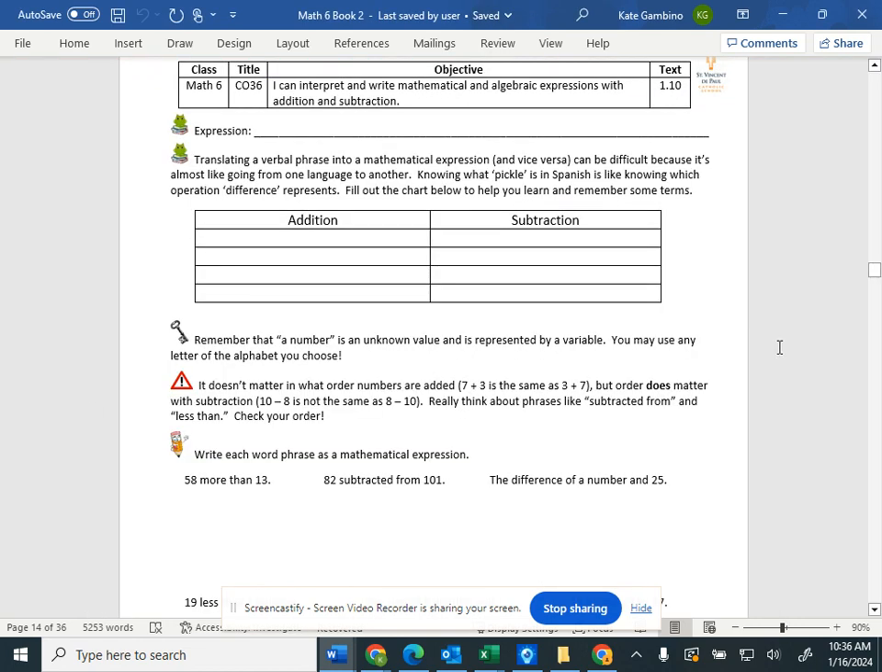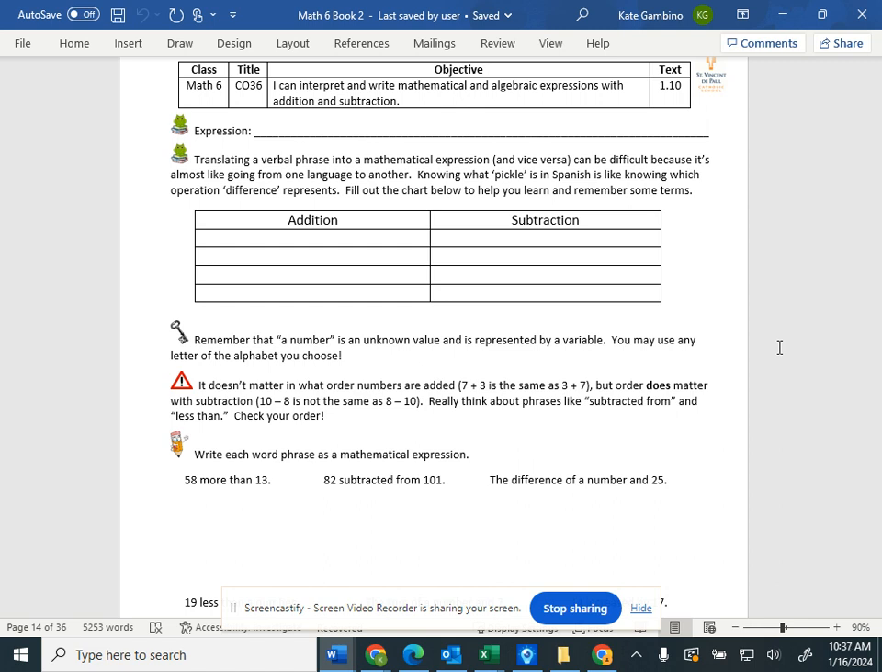Today we are working on CO36, starting our next unit in math. For this next unit, we are starting with CO36. I can interpret and write mathematical and algebraic expressions with addition and subtraction. There's a lot that we just packed into that one short objective. So, interpret and write mathematical and algebraic expressions with addition or subtraction.